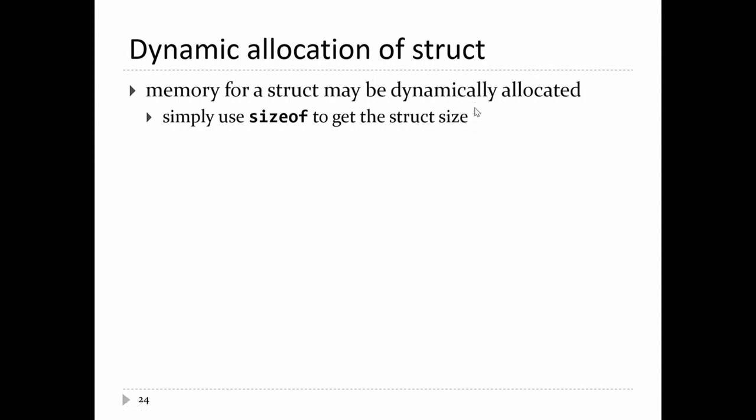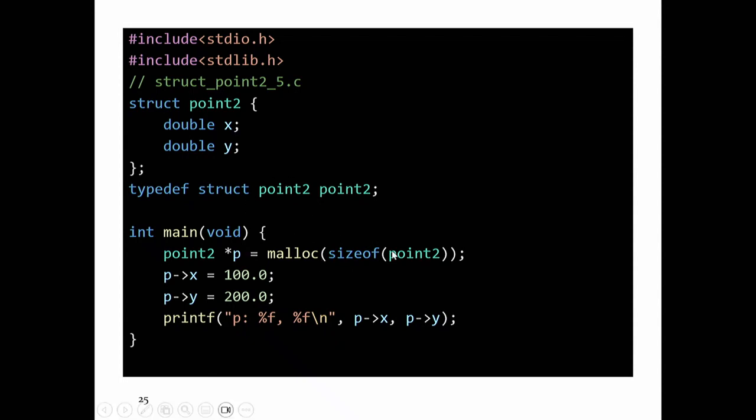You can dynamically allocate memory for a structure or an array of structures. When you dynamically allocate memory for a structure, you need to know how big the structure is. You just use sizeof to get the structure size. So if I want to allocate space for one Point2 object, I can just write sizeof Point2, and then I can store that result in P. Now remember what this does: malloc allocates enough memory for one Point2 object. It does not initialize the memory for that object.